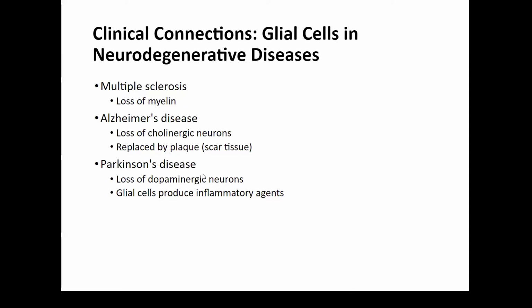Parkinson's disease is also due to loss of neurons, but in this case specifically dopaminergic neurons, so ones associated with dopamine. And in this case, the glial cells end up producing inflammatory agents, so inflammation in the brain surrounding also creates some of the things that we see in this disease.